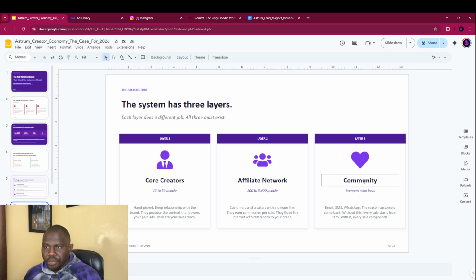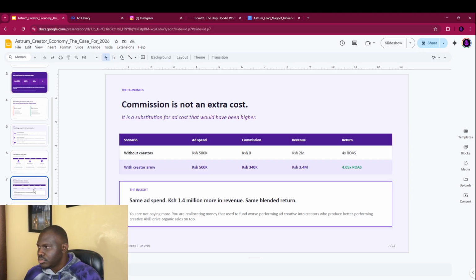Three, community: everyone who buys, through email, SMS, WhatsApp. The reason customers come back. Without this, every sale starts from zero. With it, every sale compounds. So the economics: commission is not an extra cost.